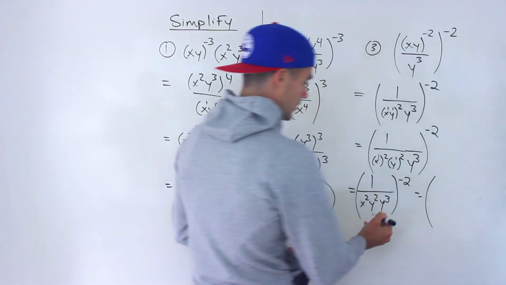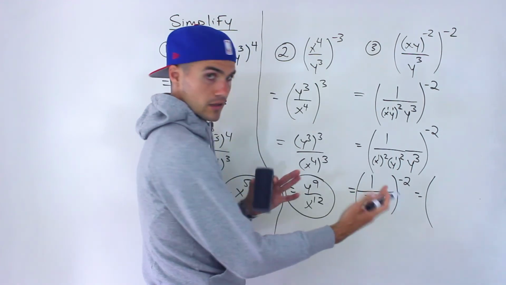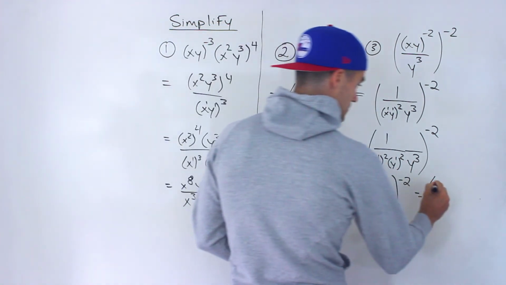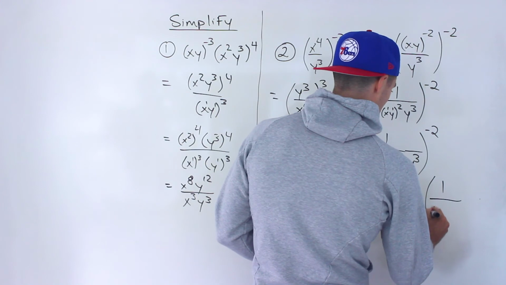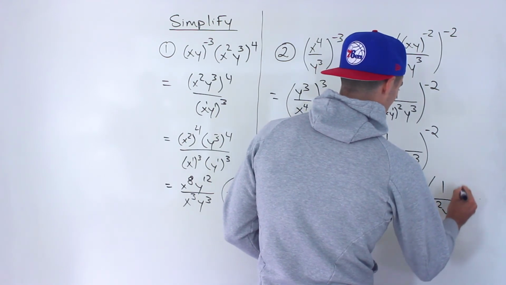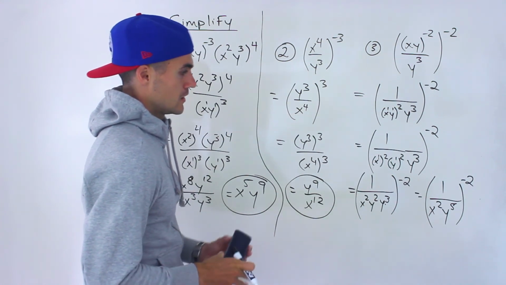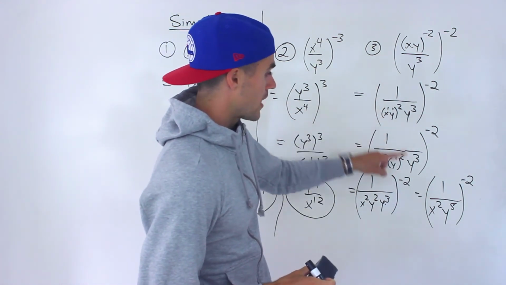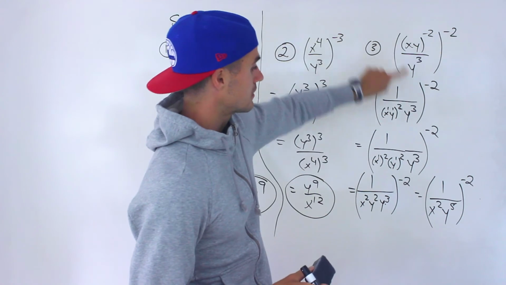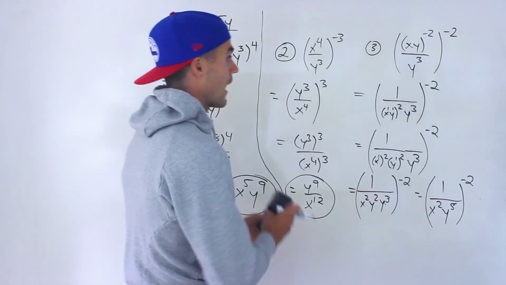Notice that the y to the 2 and y to the 3 are the same base, so we can add those exponents since they're multiplying. x to the 2, y to the 5, like that. So notice we can't simplify this bracket any further, so all of this here simplifies to that.